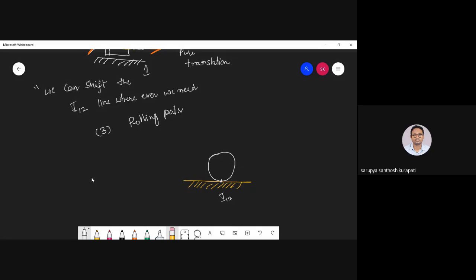I'm just taking an example. This is the point. If I want to find out the velocity, this velocity should always be perpendicular. Suppose this is the center of mass. While it is moving linearly, this should be the center of mass velocity at this particular point. So what you're going to do is find out the velocity of this particular point A and point B.